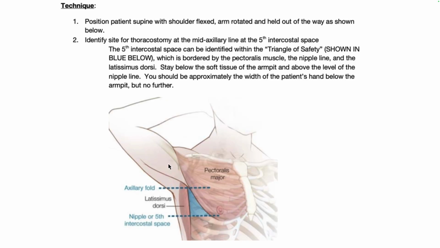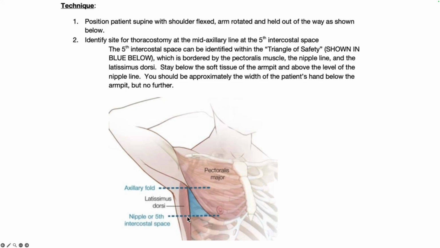If we look at the technique, we're going to put the patient on their back. We're going to have the shoulder flexed, arm rotated and held out of the way as shown below. And we're going to identify that site. And again, we have a video that goes over this, but what is our general thing? We're trying to get into this triangle of safety here, which is above the diaphragm. And remember, the diaphragm sits at rest in our patients at about the nipple line. And so we want to stay to the head, say north of the nipple line.